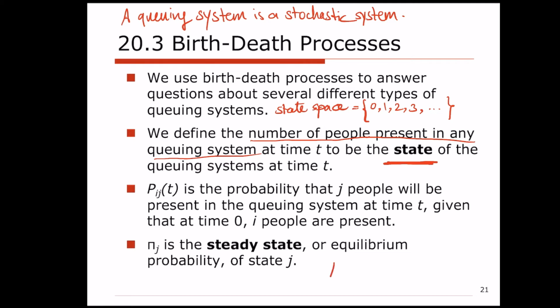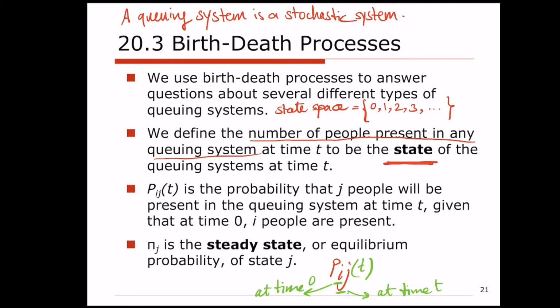And I can also identify the P_ij's. Like any stochastic system, I can identify the transition probabilities. And here the transition probability is related to going from state i to state j. Let's assume state i means there are i people in the system, and state j means there are j people in the system. So P_ij basically means that if there are i people in the system at time 0, what is the probability that there are j people in the system at time t? And we show that with probability P_ij(t).